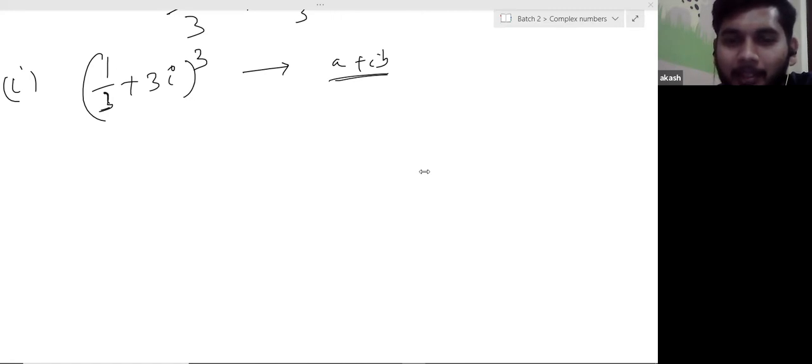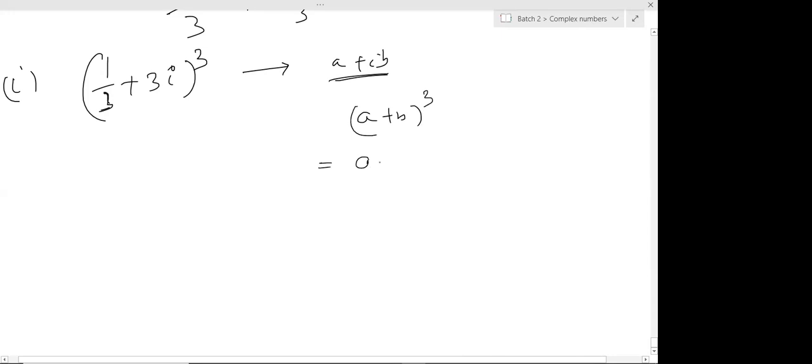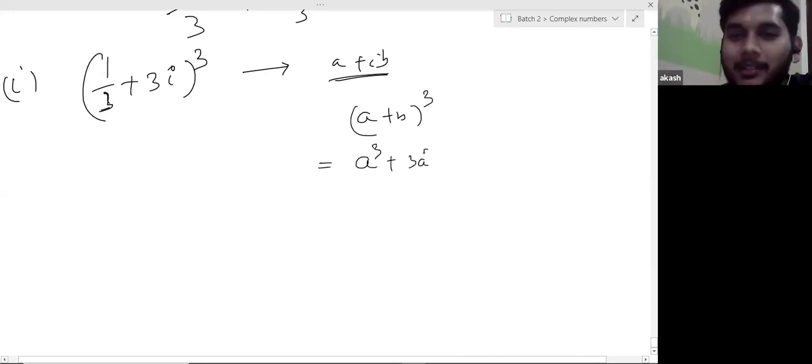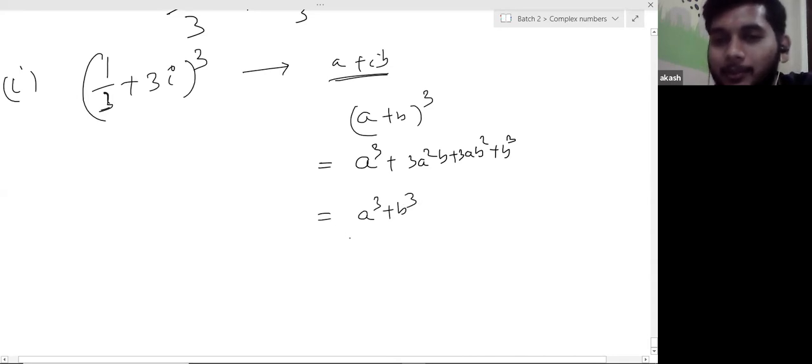Alvia is just not answering. Says like thinking why, right? Okay. Write it down. a plus b whole cube is a cube plus 3a square b plus 3ab square plus b cube. There is another formula for this: a cube plus b cube. Atisha, Google told you another formula of this?